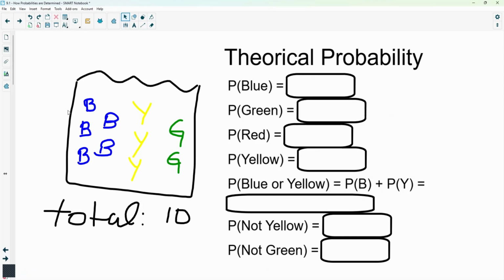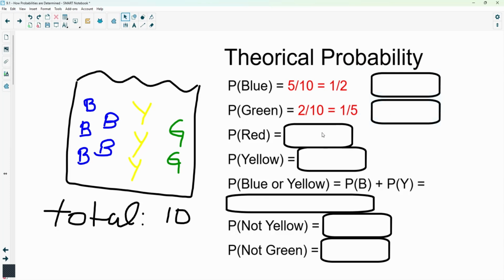So I did the bag. We got a total of 10, and we needed to find the theoretical probability, right? The probability of blue will be 5 out of 10, which is 1/2. Probability of green will be 2 out of 10, which is 1/5. There's no red on that list, though the activity on page 8 asks about red, so that will be 0.